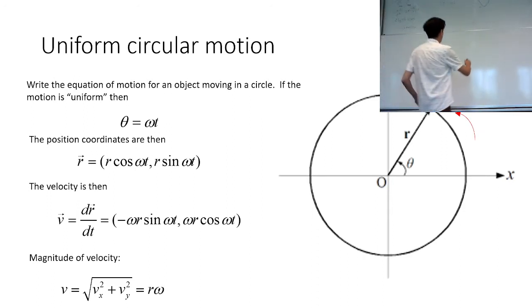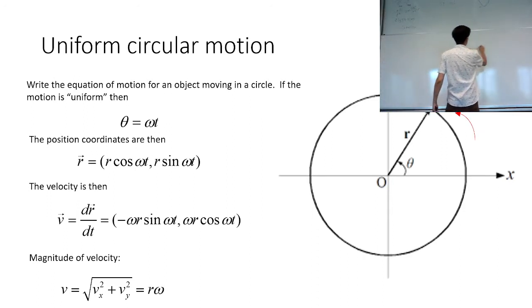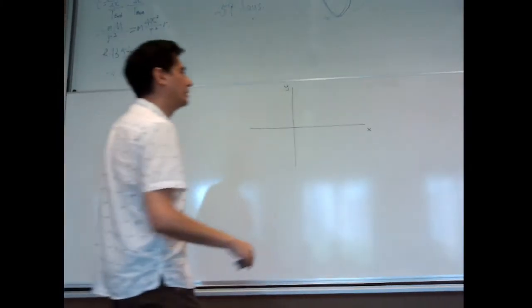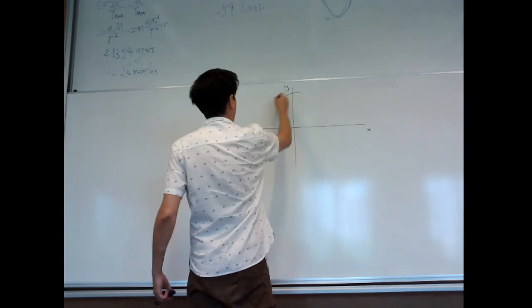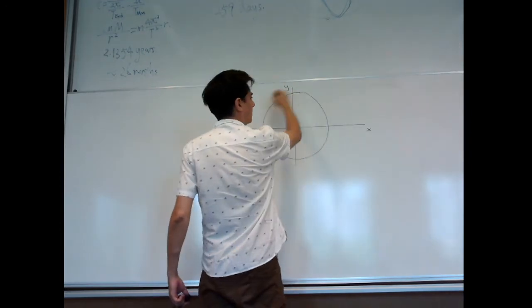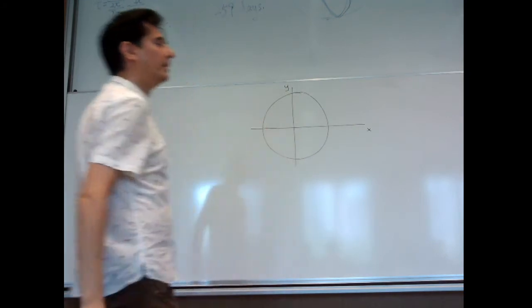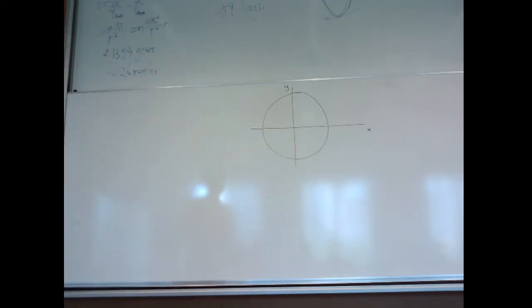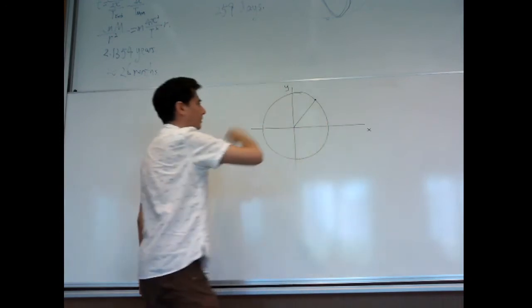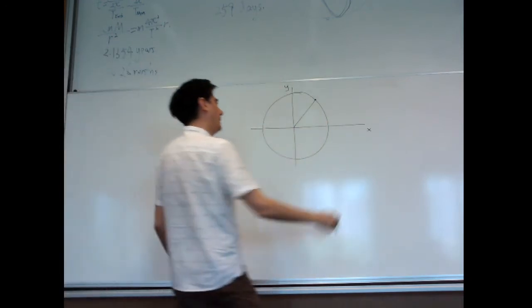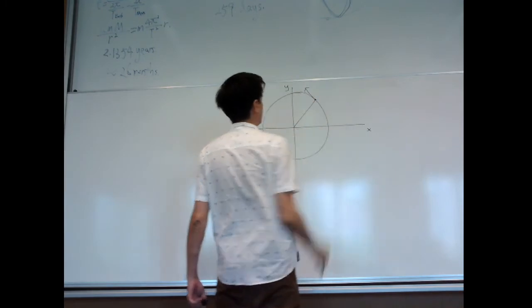So we're looking at something going in a circle. Could you press F2? Yeah. So it's going in a circle, and the position is going along the circle. Let's say it's going anti-clockwise, so it's going this way.